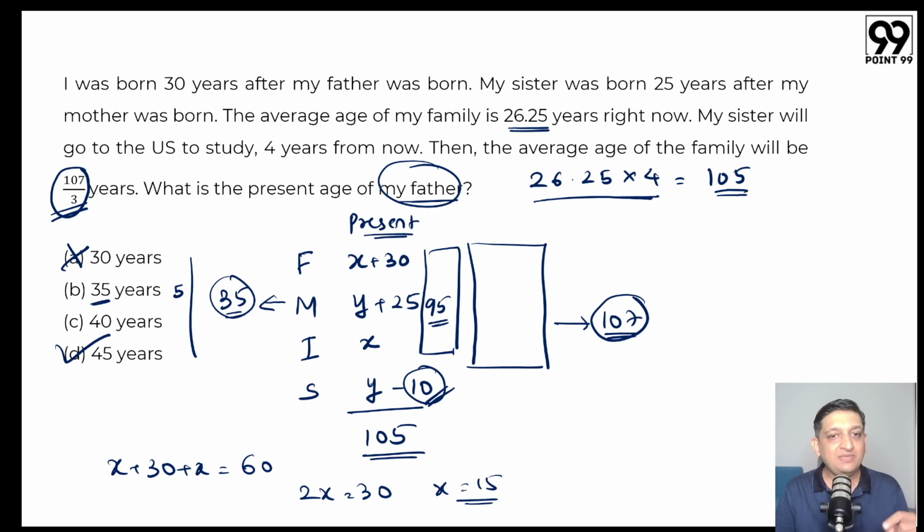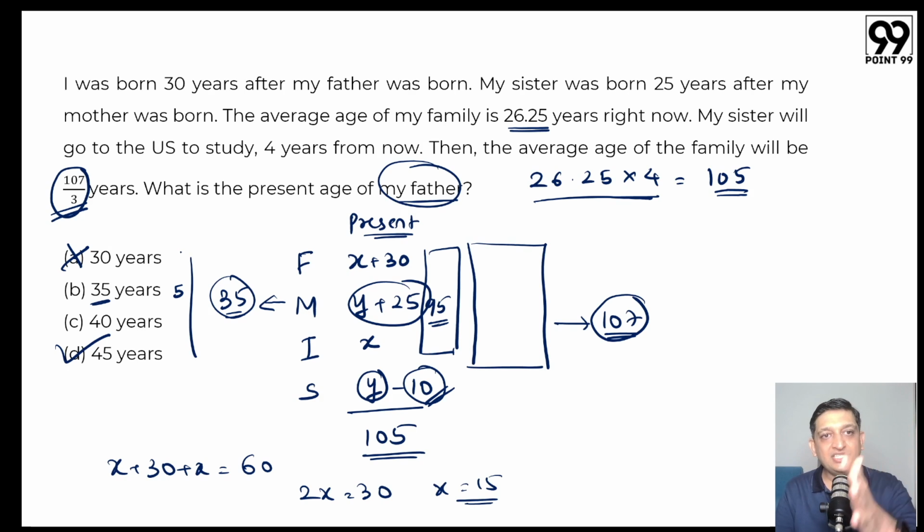So that tells me that the sum of y and y plus 25, 2y plus 25, is going to be equal to 105 minus 35, that is 70. Or I will get 2y equals 45, which will give me y equals 22.5 and so on. So I will be able to just calculate everything and figure out what happens.